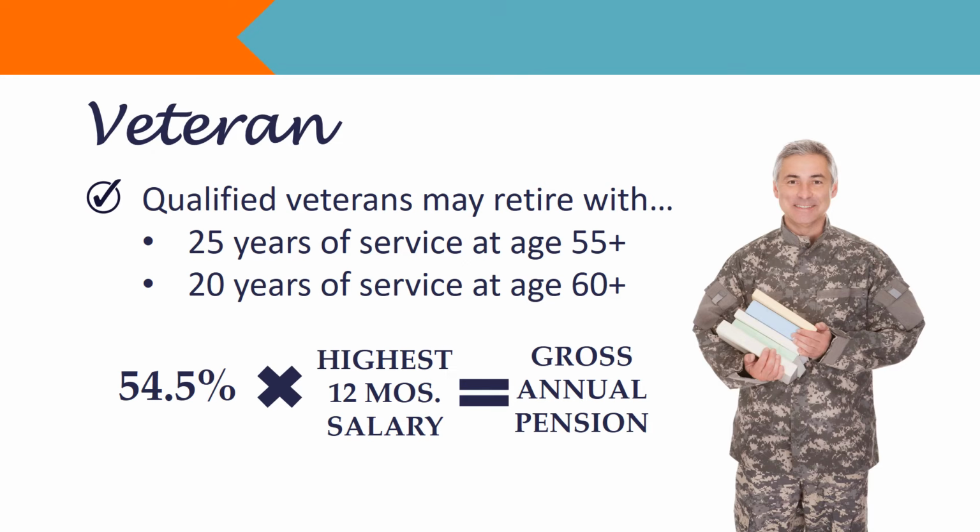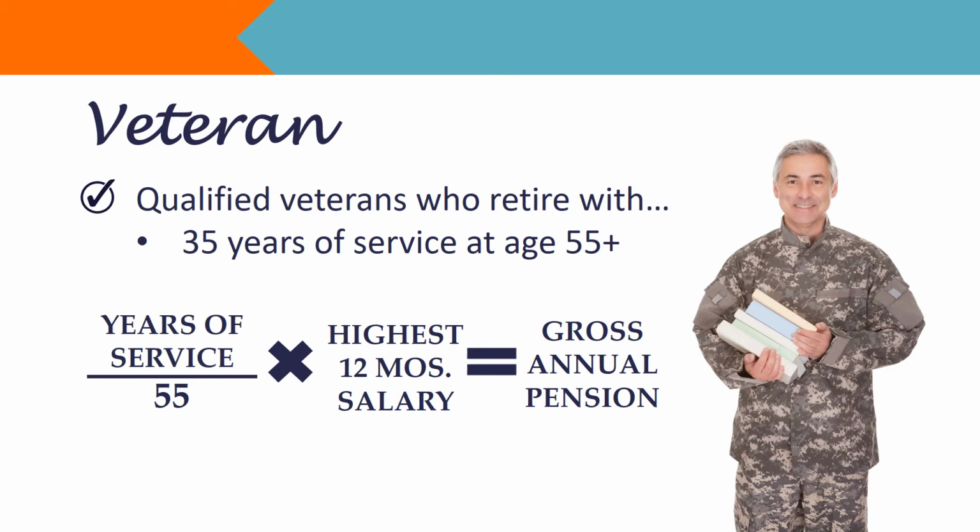The gross annual pension benefit for this type of retirement is 54.5% of the highest 12 consecutive months' salary. Veterans with 35 or more years of service credit at age 55 or older are entitled to an enhanced benefit based on the following formula: years of service divided by 55 multiplied by the highest 12 consecutive months of salary. This equals the gross annual pension. Veteran members may retire on a service retirement if that will provide a higher benefit.